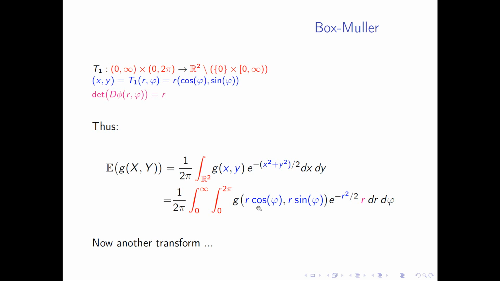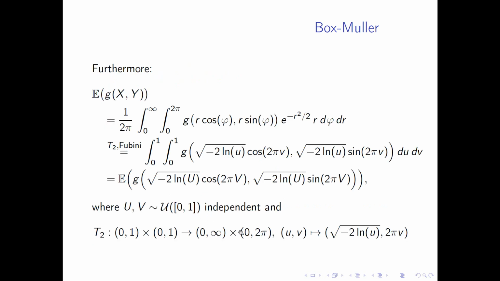So this breaks down into pieces what was going on. But how should this help to come up with a sampling method? For this we need another transform. This we have derived, and there's another transform coming, T2, and exchanging the integrals with Fubini.